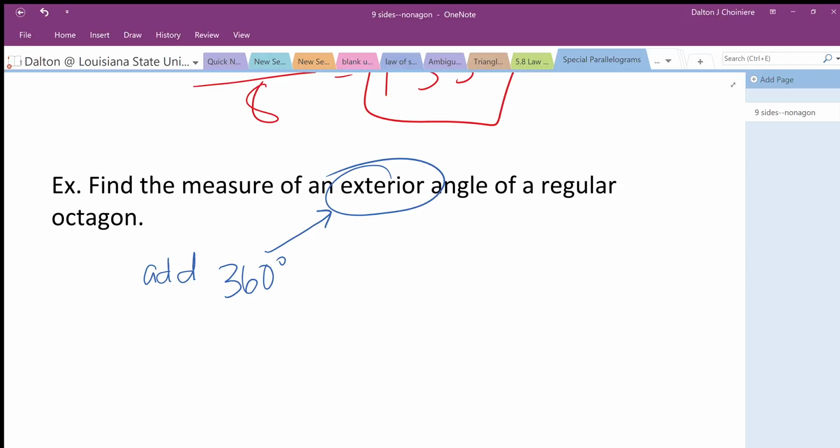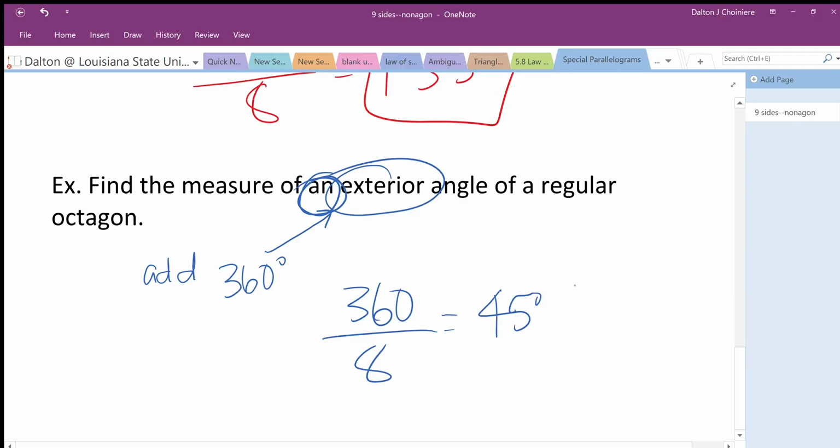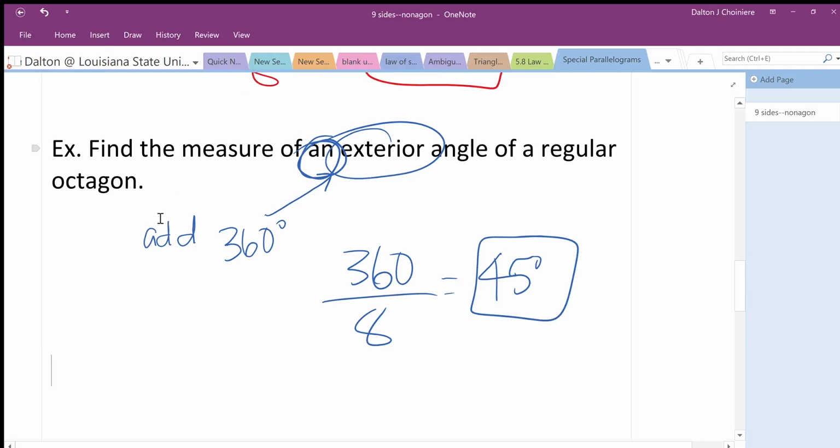So what do I need to do to find an exterior angle? Divide by 8, right? And just means I want one of them. So what is 360 divided by 8? 45 degrees. Okay, so that's how to do interior and exterior angles of any shapes.